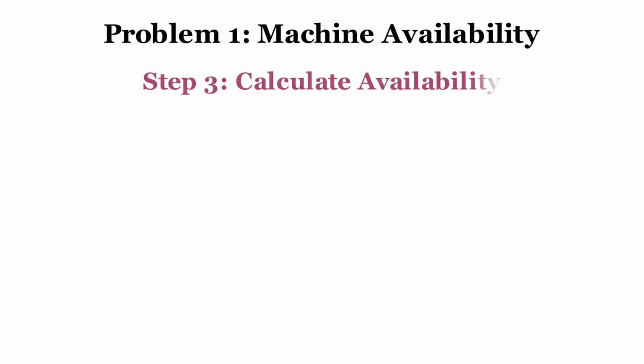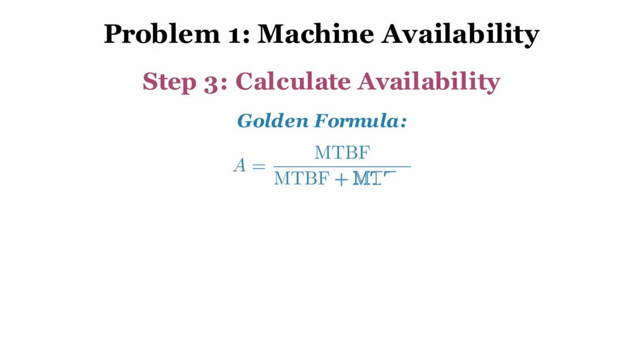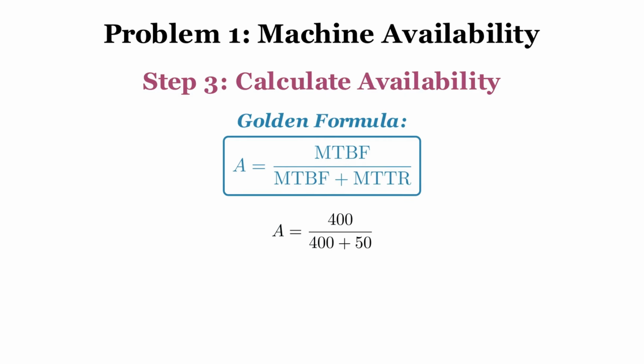Step 3. Calculate availability using our golden formula. Formula: A equals MTBF divided by (MTBF plus MTTR). We plug in our values. MTBF is 400, MTTR is 50. A equals 400 divided by (400 plus 50).